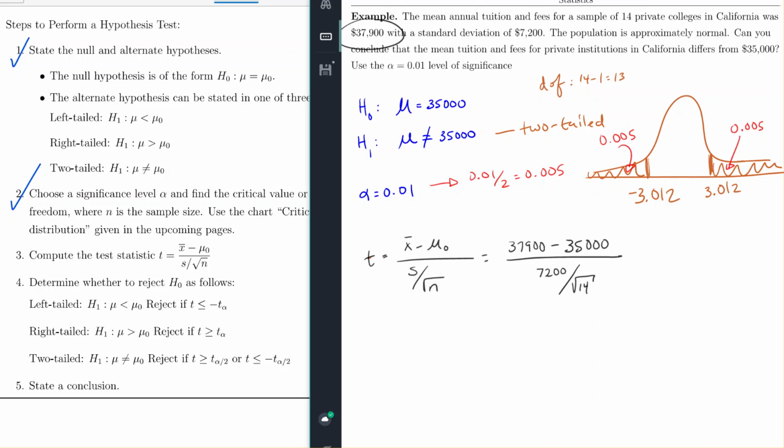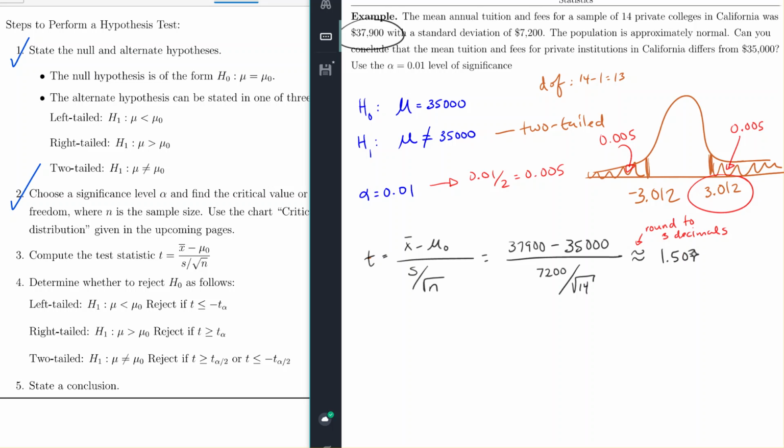Now we will calculate this. Since we want to compare it to our critical value, which has 3 decimal places, all of the student's t distributions have 3 decimal places, we will want to round this to 3 decimals. When we type this into our calculator and round, we will get 1.507.